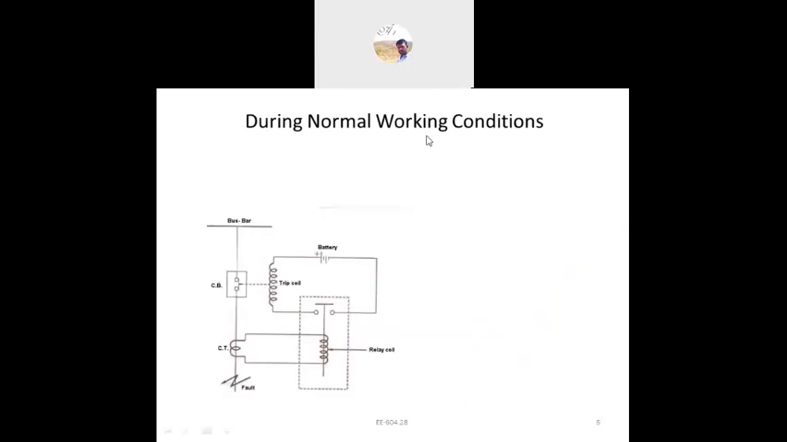During the working condition, we can see that in the normal working condition, here is a bus bar, the line is connected to the circuit breaker, and the CT is working. Here you can see the relay coil is open and the battery is normal. When a fault occurs, this will be closed and the moving contacts will move. This is the working of the relay during fault conditions. The normal working condition and the fault condition are different.